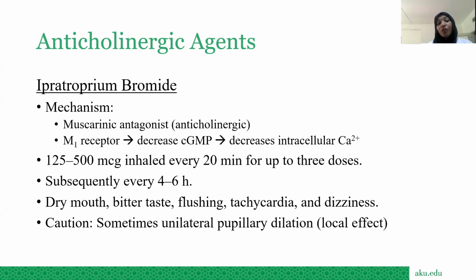Another drug for bronchodilation is ipratropium bromide. Beta 2 agonists act on beta 2 receptors, whereas this drug acts on the muscarinic receptor. This is a muscarinic antagonist. It acts on the M1 receptors. It decreases cyclic GMP, thus decreases the intracellular calcium and thus leads to bronchodilation. The usual dose is 125 to 500 microgram, inhaled every 20 minutes for up to 3 doses. Subsequently you have to give it every 4 to 6 hours.